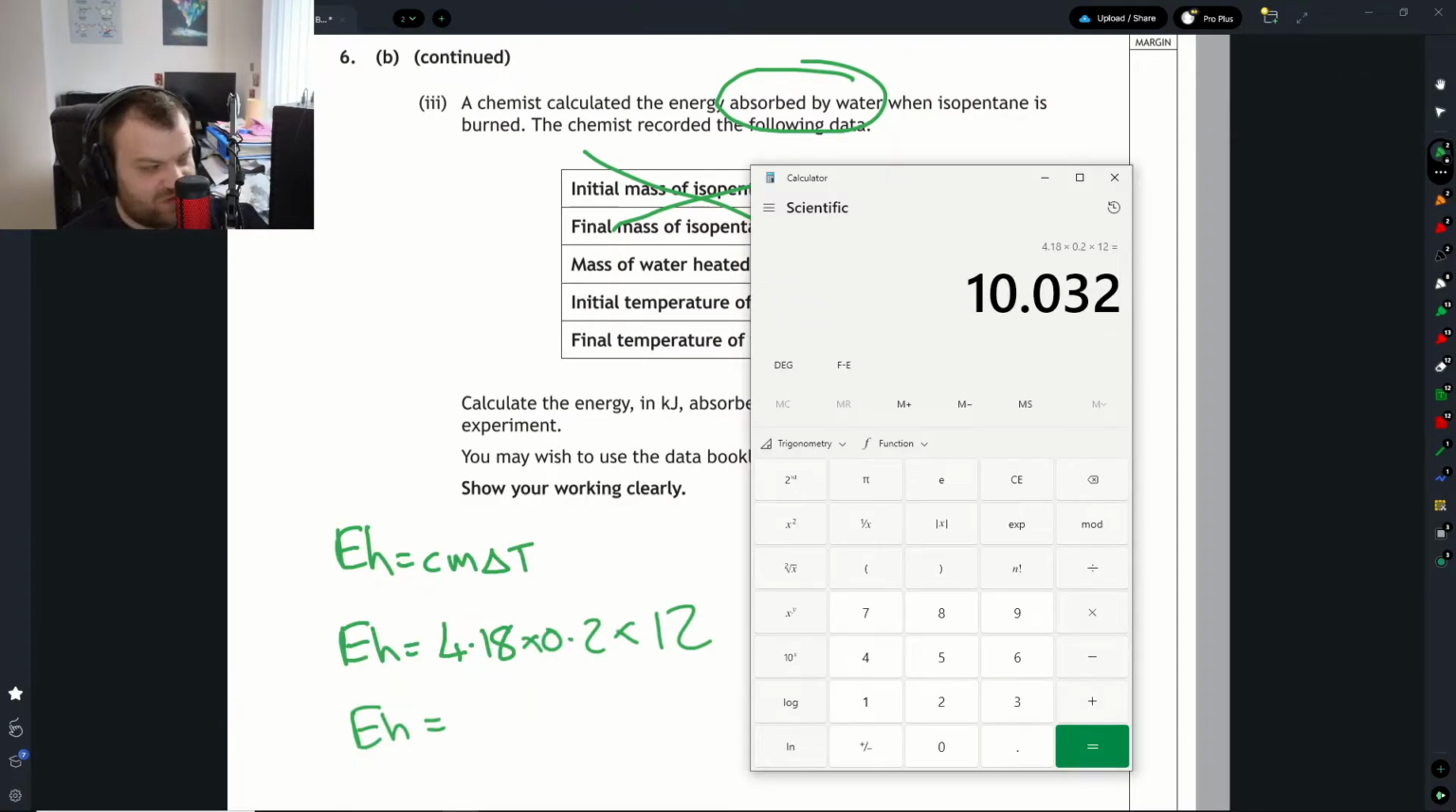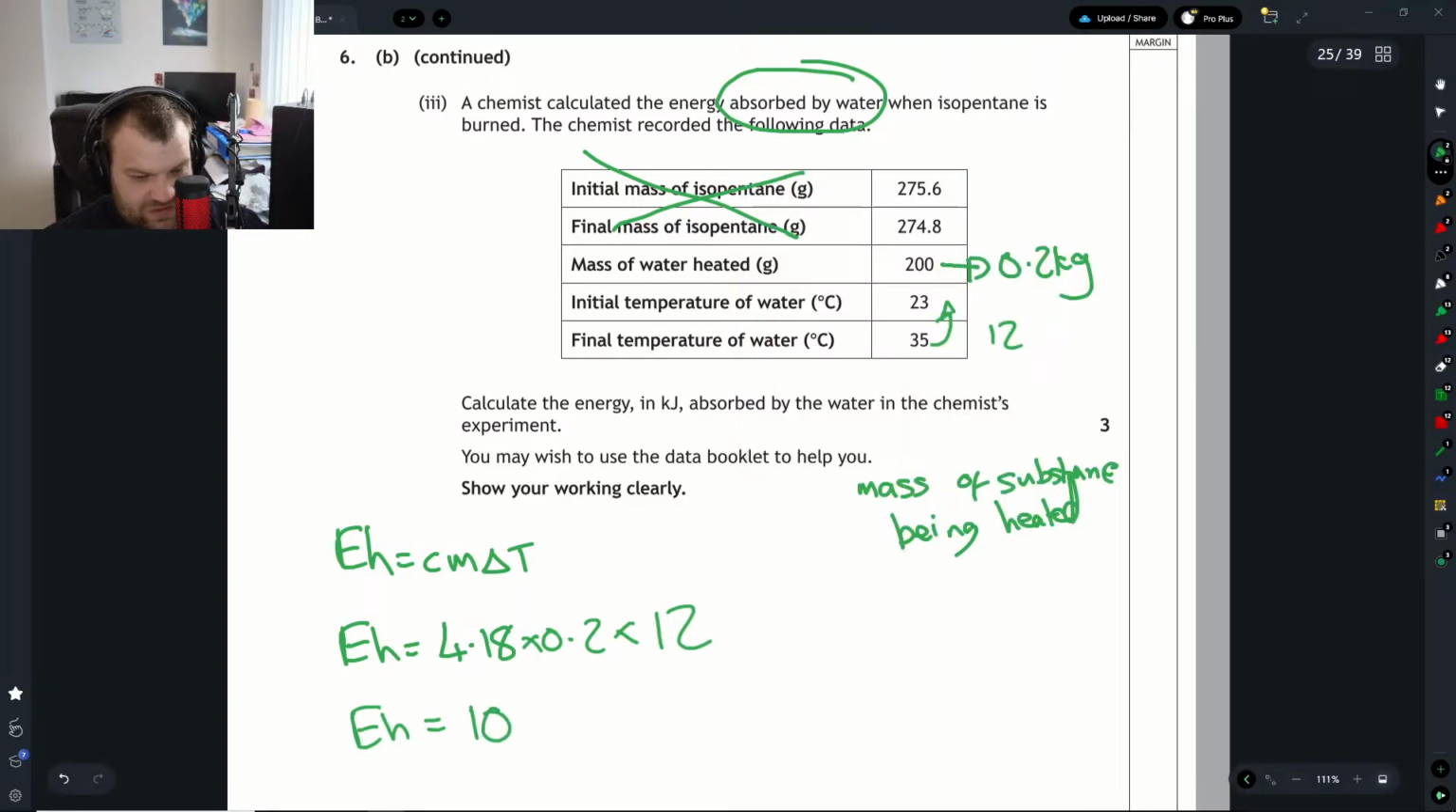So here our answer would just be 10, 10.0, 10.03, whatever one you want to pick. You've got 10 kilojoules of energy has been released.